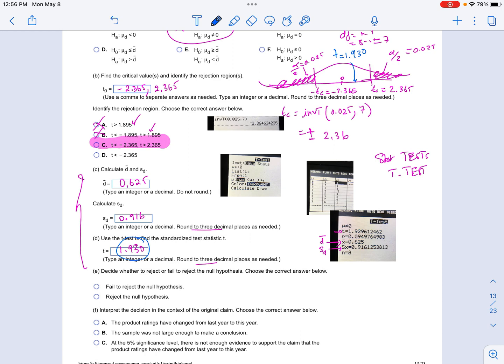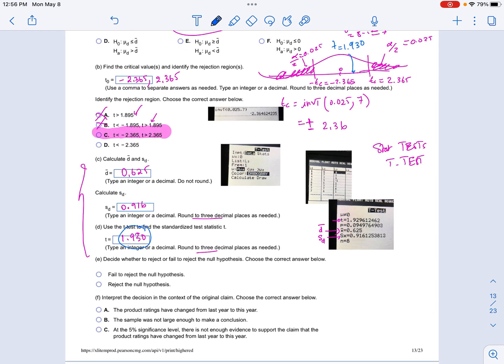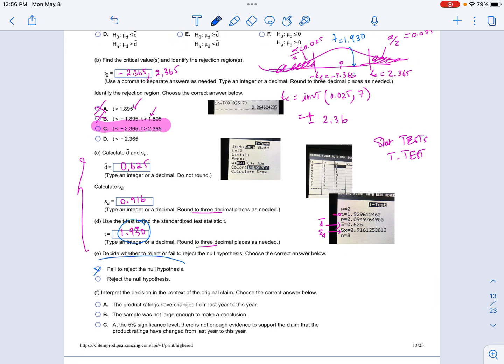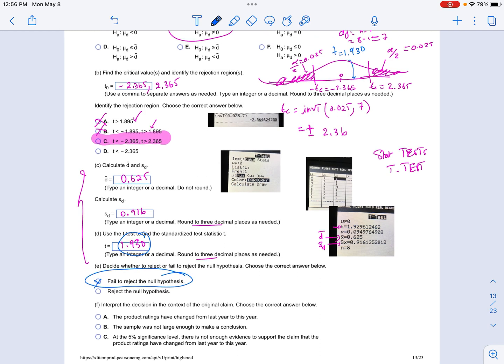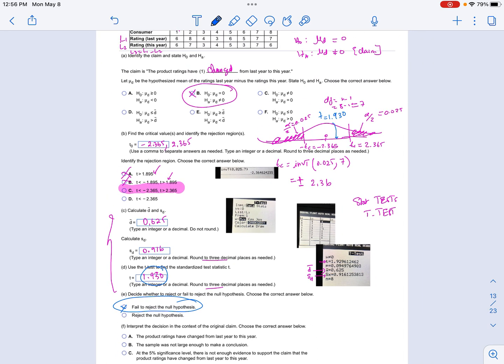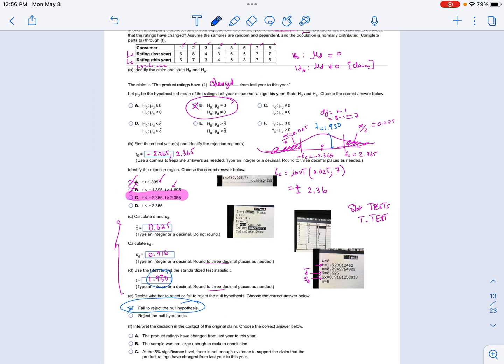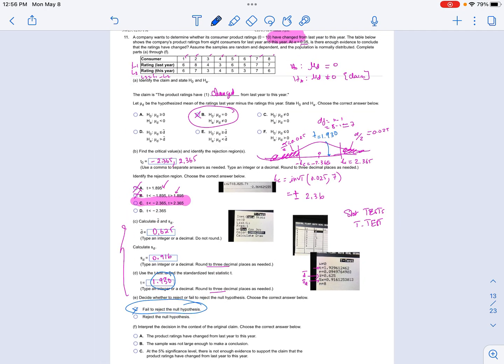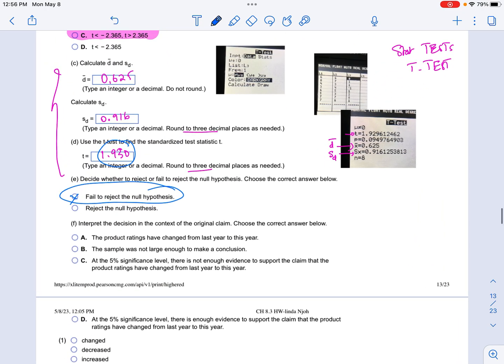There goes your T stat. So it's not inside the rejection region, so we fail to reject the null. If you fail to reject the null, then for the claim, we don't have enough evidence to support it. Okay. All right, so interpret the decision in the context of the original claim.